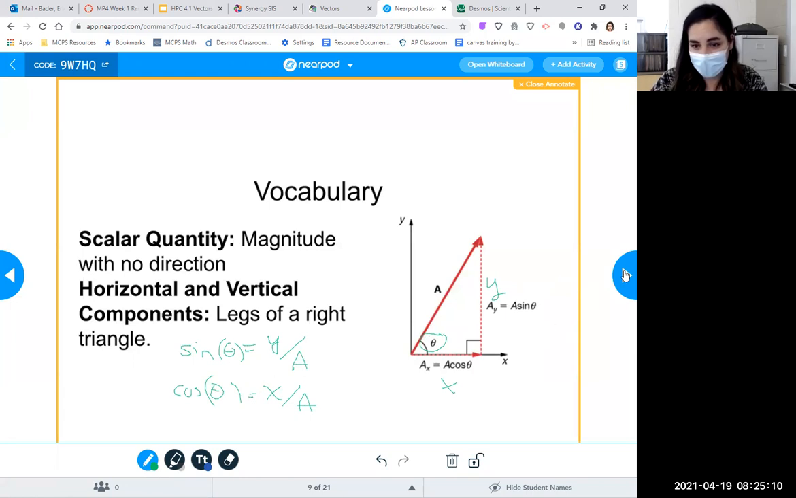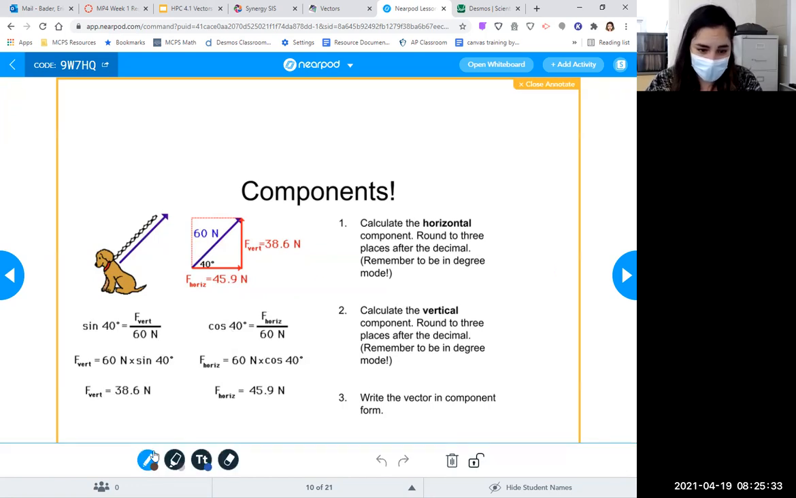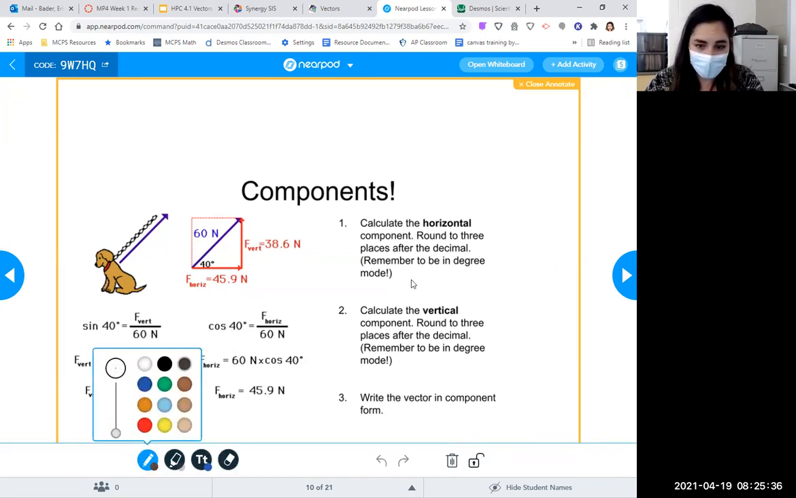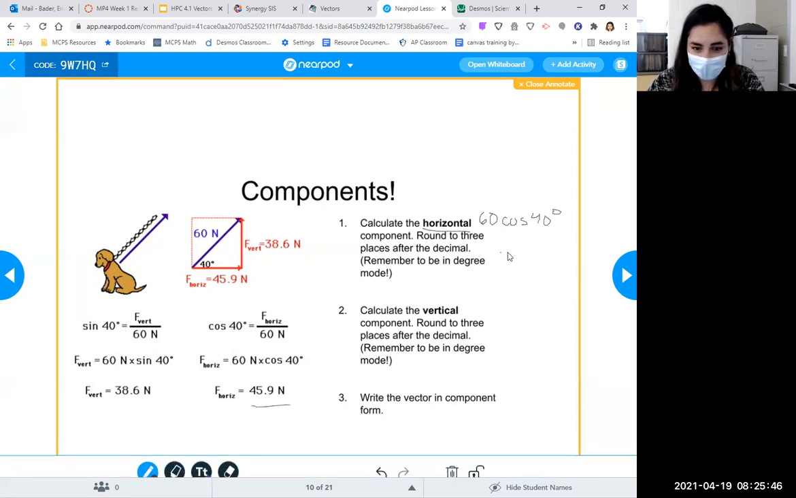All right, so we're going to try it here. I'll just do an example. Here's a leash, a vector force of a person pulling this poor little dog on a leash. The magnitude of the force is 60. What is the vertical component of the force and the horizontal component of the force? The vertical component is written over here, and the horizontal component is written over here. I don't know if you can see my mouse with this recording, but we'll just go ahead and do it. The horizontal component would be 60 cosine of 40 degrees, which you can see here is 45.9.